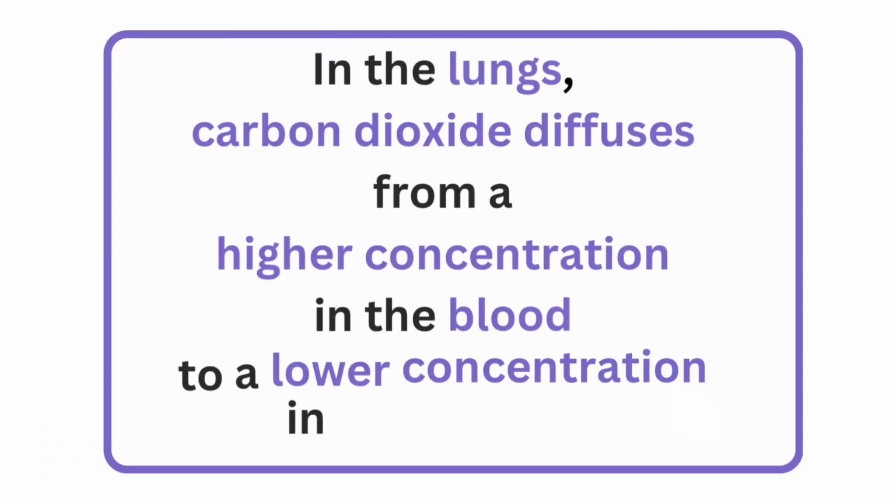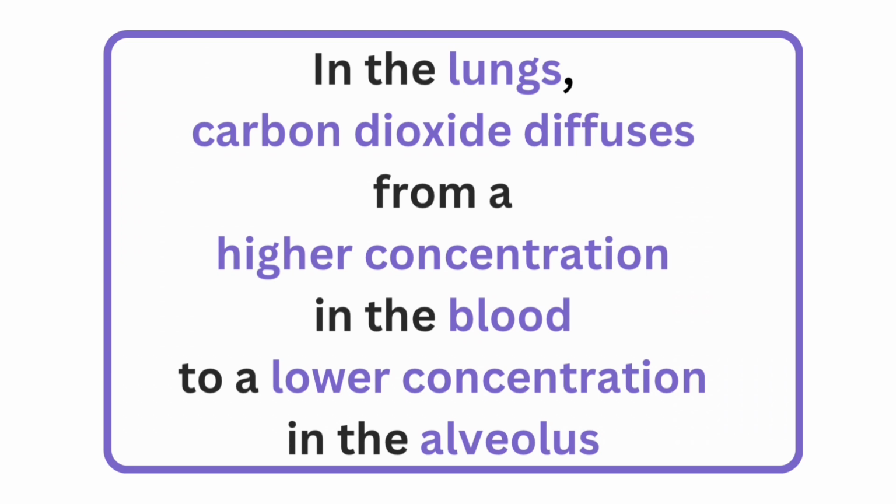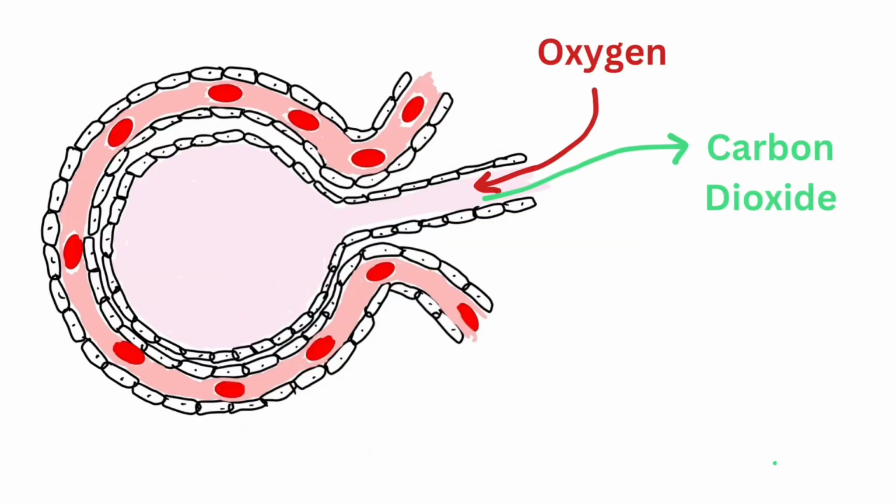And here's a sentence describing that. In the lungs, carbon dioxide diffuses from a higher concentration in the blood to a lower concentration in the alveolus. So it's the opposite of oxygen. And because the carbon dioxide gets breathed out after it gets into the alveolus, this makes sure that the concentration of carbon dioxide in the alveolus remains low. And to draw all of that together, I've just drawn a quick sketch showing that oxygen is coming in at the same time that carbon dioxide is going out.